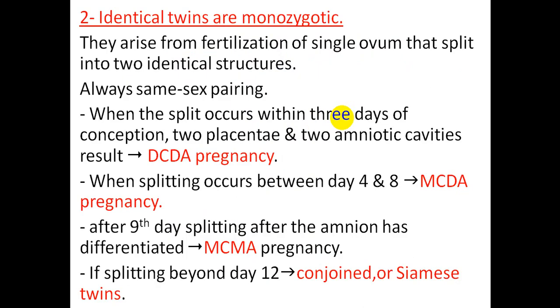Identical twins arise from fertilization of a single ovum that splits into two identical structures, always with same-sex pairing. When the split occurs within 3 days of conception, two placentae and two amniotic cavities result: dichorionic diamniotic pregnancy. When splitting occurs between day 4 and 8, a monochorionic diamniotic pregnancy results. After the 9th day, there will be a monochorionic monoamniotic pregnancy. If the splitting occurs beyond day 12, we get conjoined or Siamese twins.